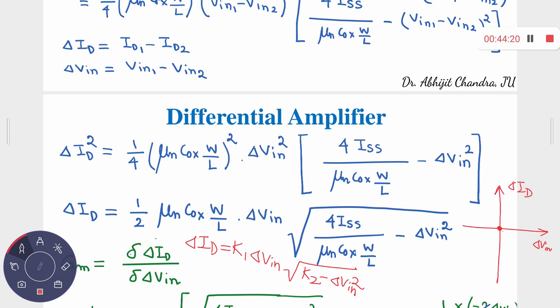The second part is very important. The second part says that when K2 is equal to delta V square, right? When K2 is equal to delta V square, then also there is a chance that this delta ID is equal to 0. That means ID1 is equal to ID2. But you have not experienced this one. Have you experienced this one? No. You have observed that the graph is something like that. The graph is something like that. Right?